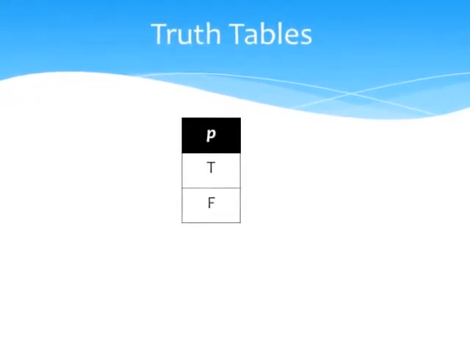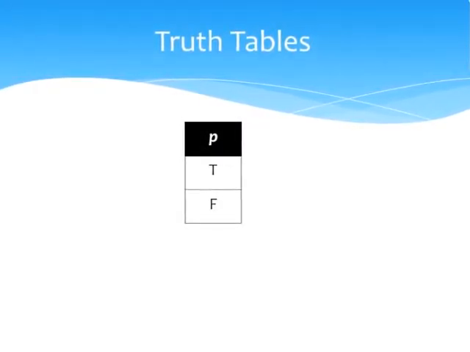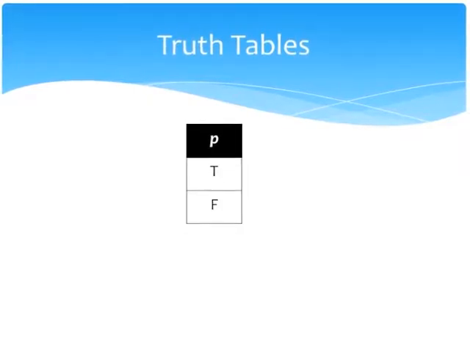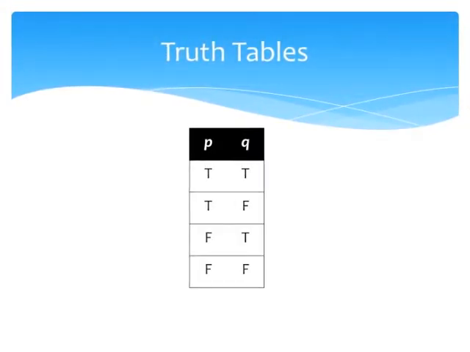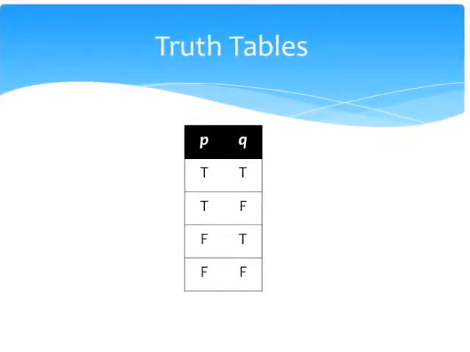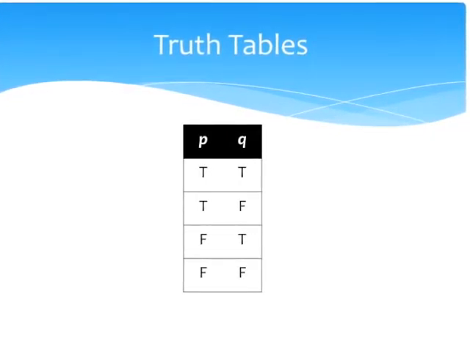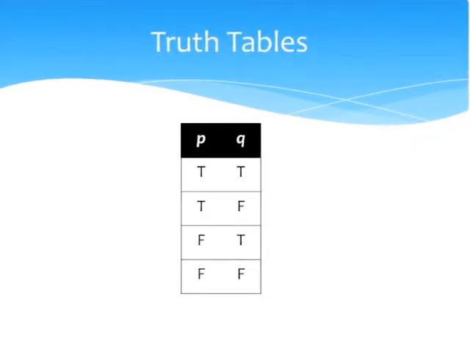For instance, for a single sentence, there are only two ways in which it may turn out. It's either true or false, and each row corresponds to each possibility. If we add another sentence, we see that the number of possibilities is exactly 4. It could be that both are true, it could be that P is true and Q is false, it could be that Q is true and P is false, or it could be that both are false.